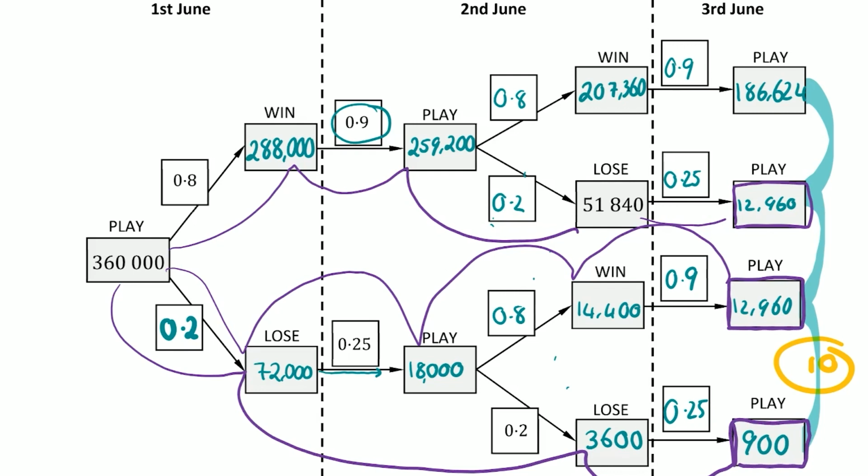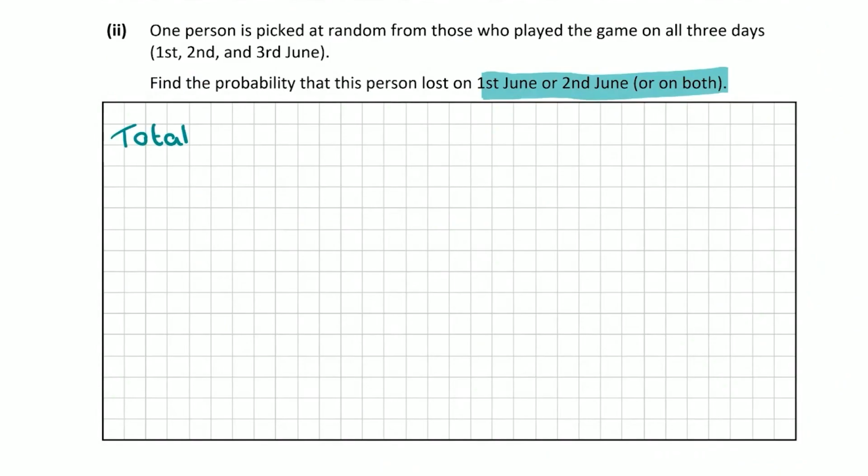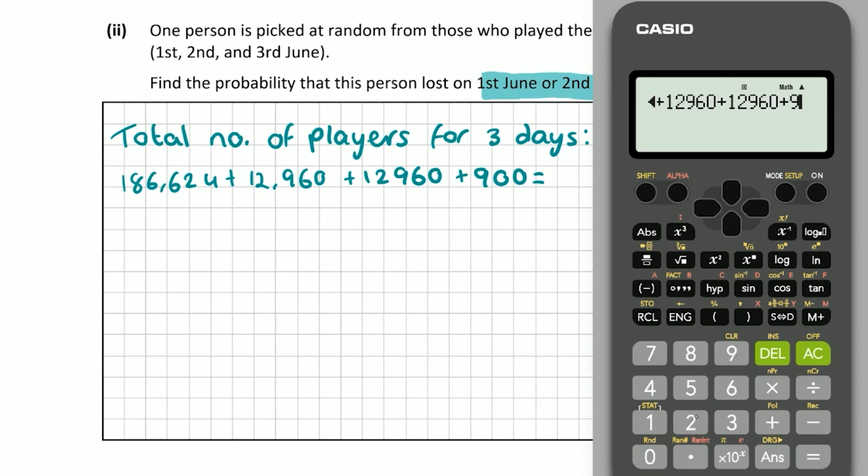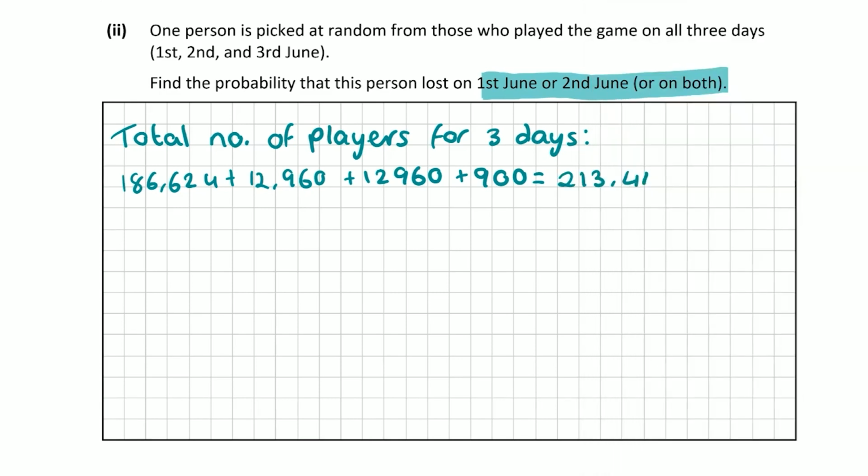So first of all, let's add up the total number of people who played the 3 days. So that is 186,624, 12,960, 12,960, and 900. So we have 186,624, 12,960, and we have 12,960 again, and then plus 900. And let's add these up to see the total number of players for the 3 days. And that gives us 213,444.